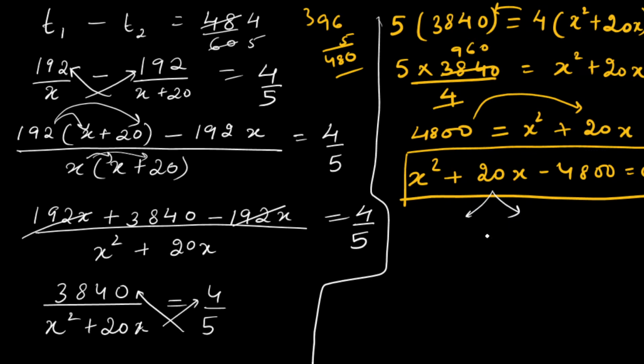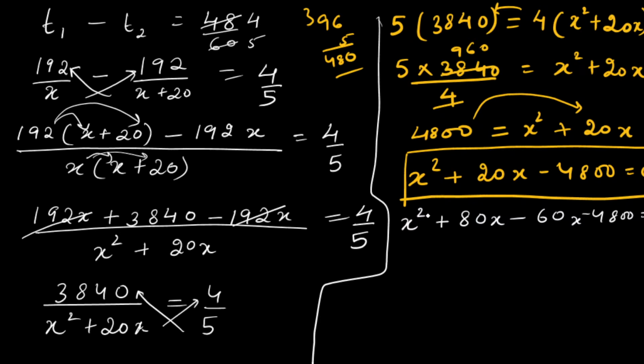I think we can use 80 and 60. Splitting the middle term, those who know can do it. So I am using 80 and 60. So x square plus 80x minus 60x minus 4800 is equal to 0. I am not going to explain this method. Only when we add 80 and minus 60, we get plus 20, and when we multiply these two, 80 and minus 60, we get minus 4800. That's why I have chosen these two.